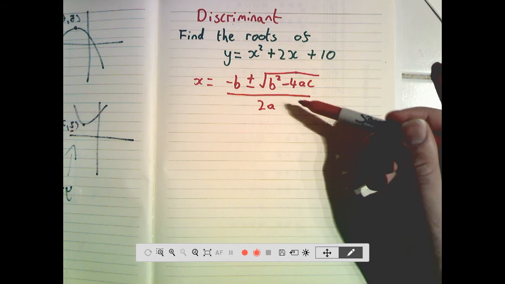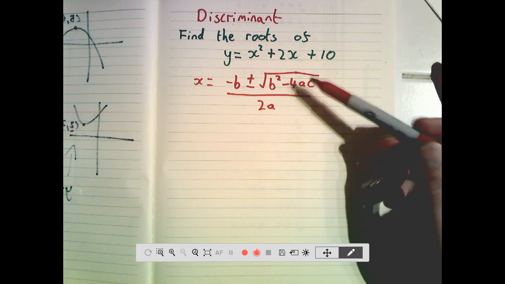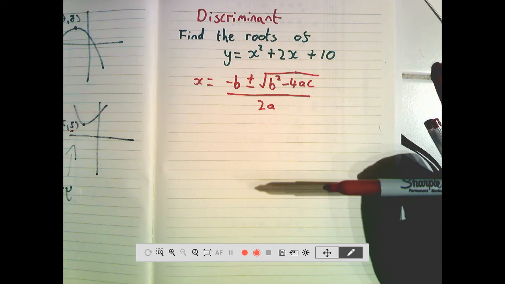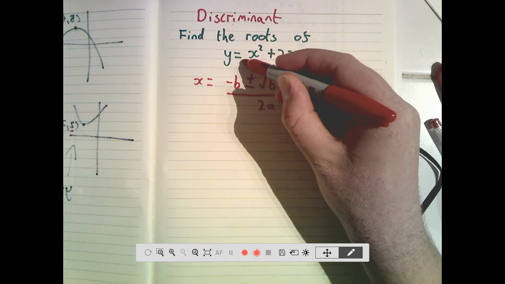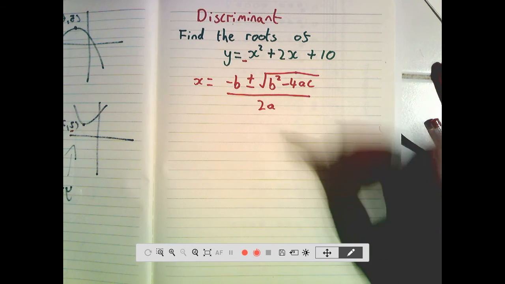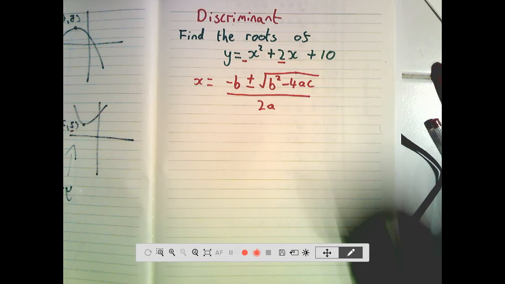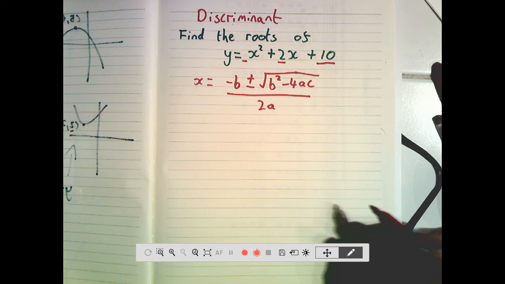If you've not seen this before, you need to watch the previous video. So don't try and watch this video until you've seen this in use. Just as a recap, a is the coefficient of x squared. Now in this case, the coefficient of x squared is 1. b is the coefficient of x, and c is this constant term here, which doesn't have any x in it.